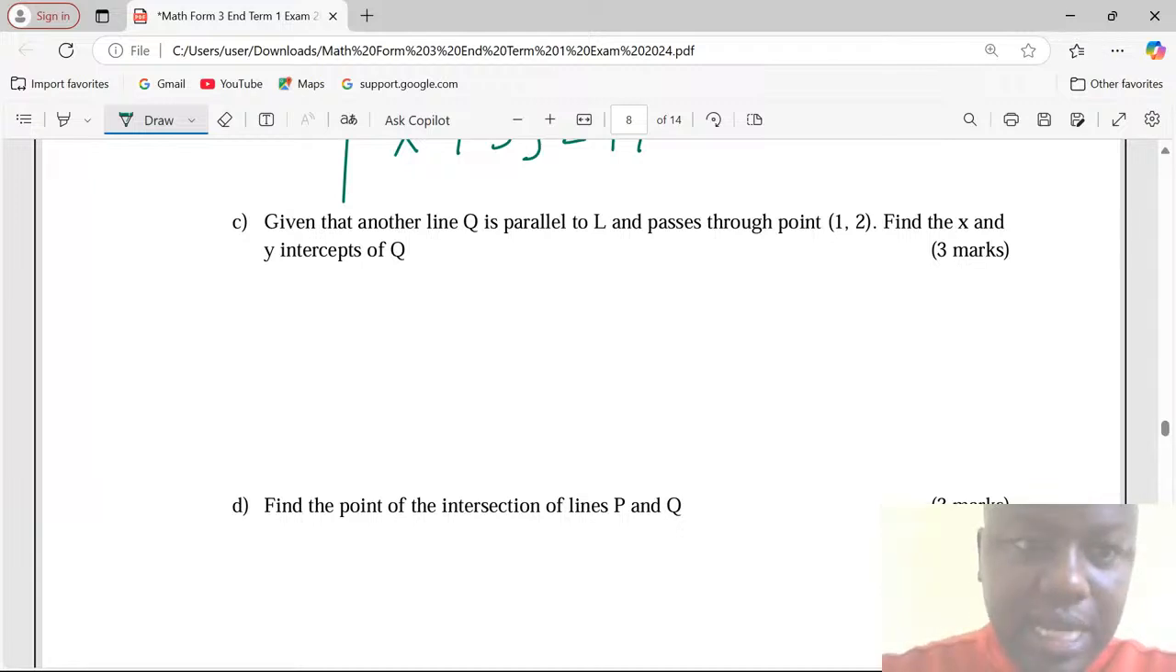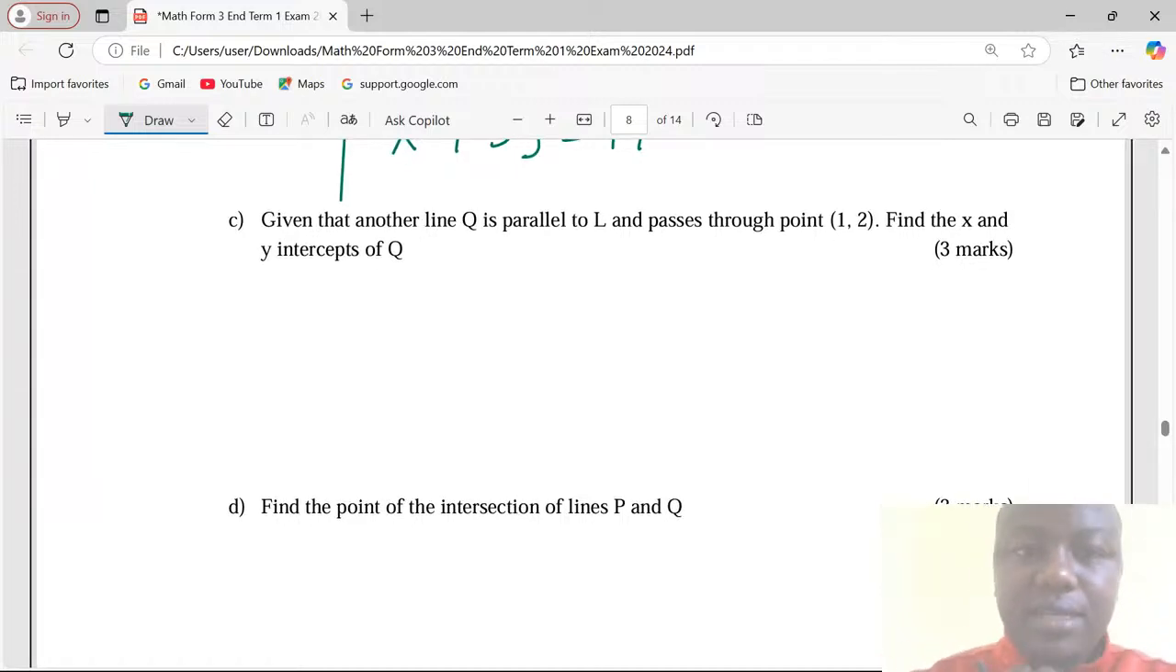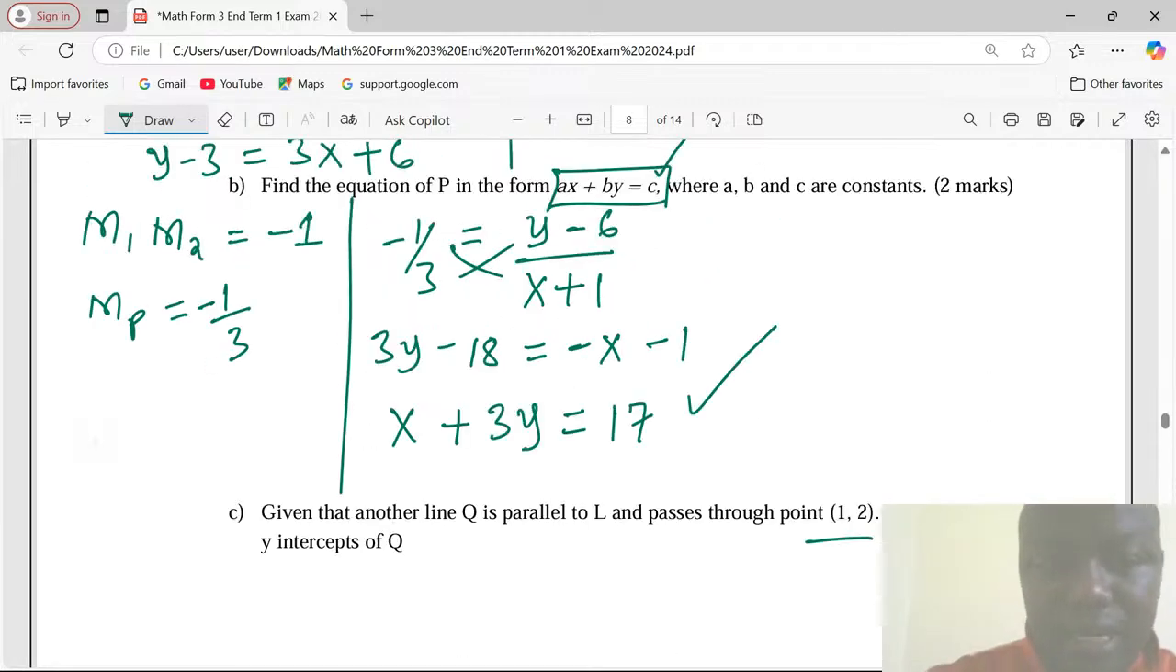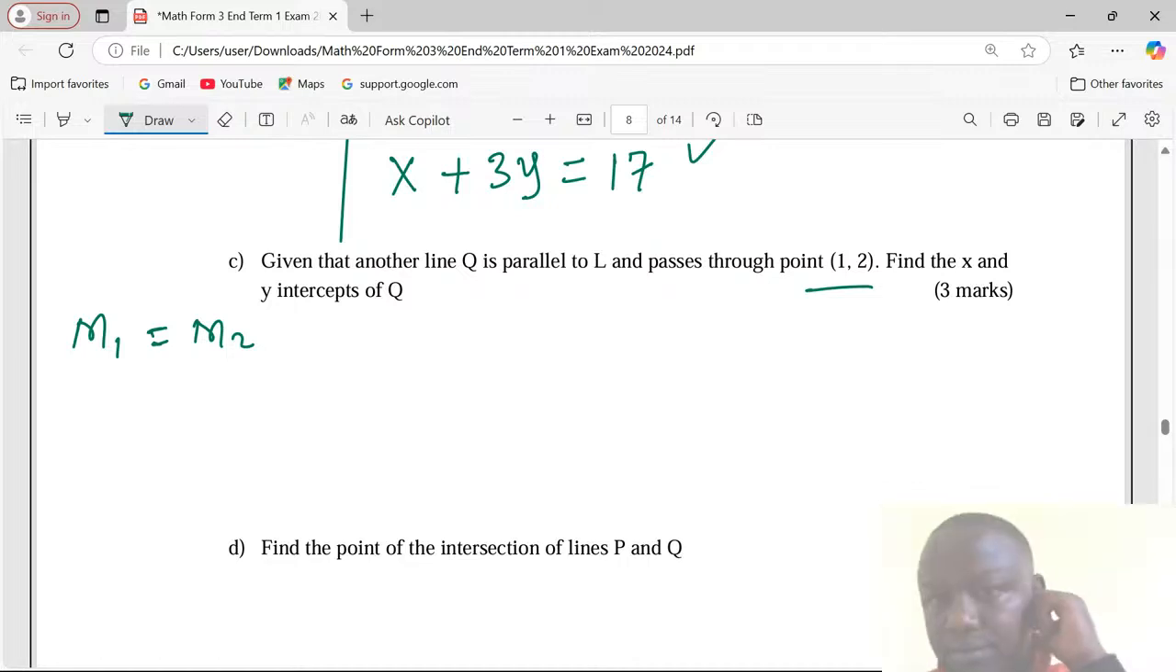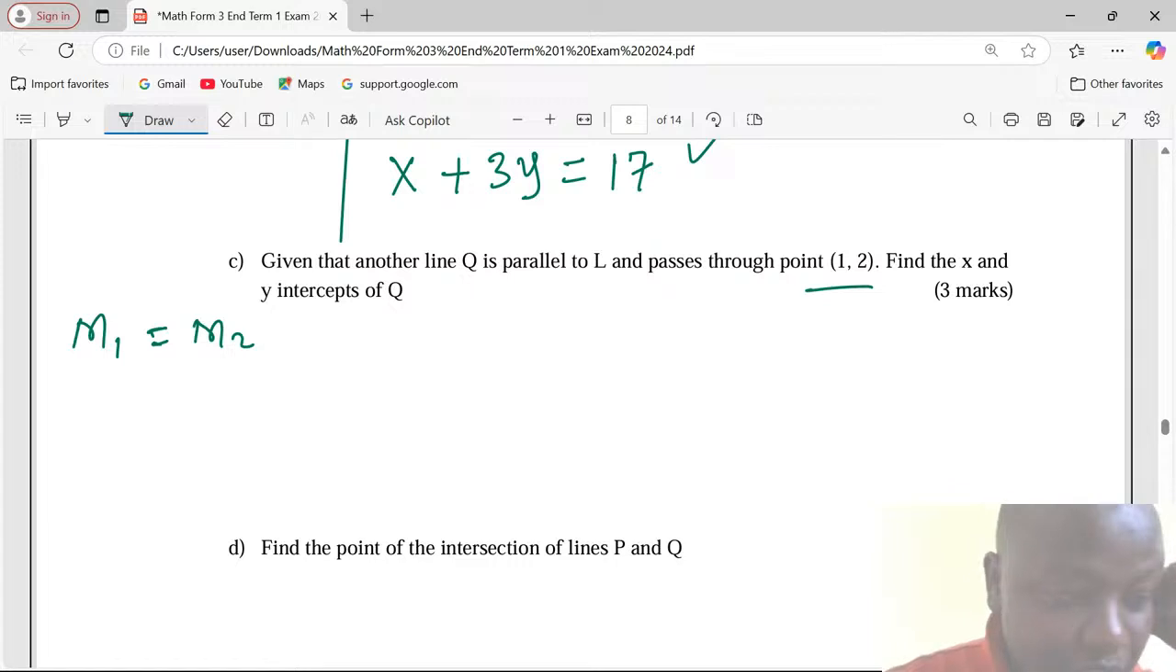Look at this now, part C. Given that another line Q is parallel to L and passes through point (1, 2), find the x and y intercepts of Q. So Q is parallel to L. We usually say if two lines are parallel, the gradient of one is equivalent to the gradient of the other.